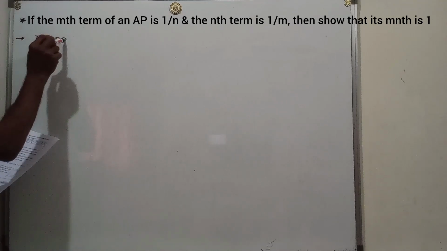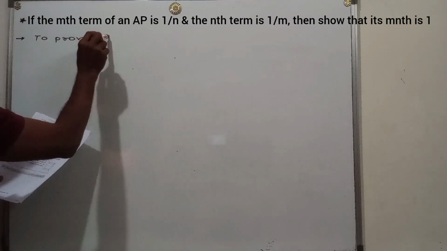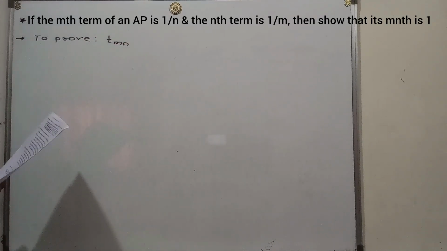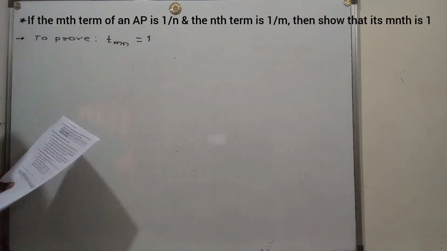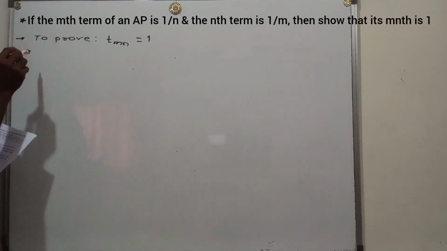To prove. What is to prove? T_mn is equal to 1. This is our to prove. Now proof.